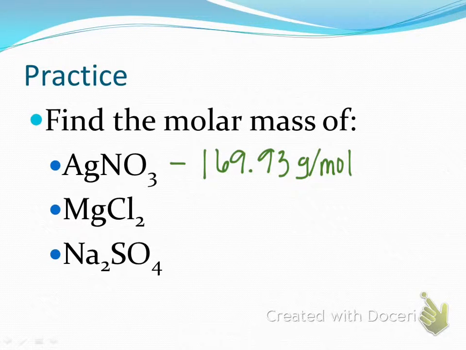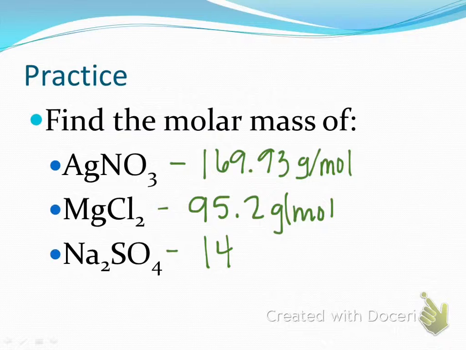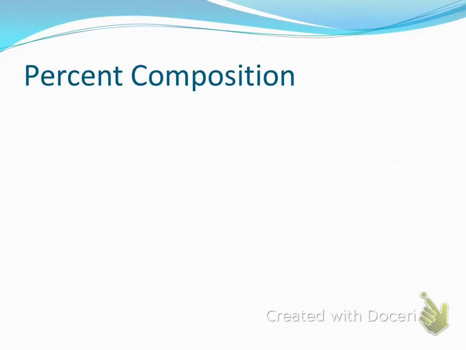Okay, good. How about the second one, magnesium chloride? Yeah, go ahead. 95.2 grams per mole. 95.2 grams per mole. Yes or no? Yeah, Caroline, what'd you have? 142.1 grams per mole. Raise your hand if you agree. Good. All right, very good.